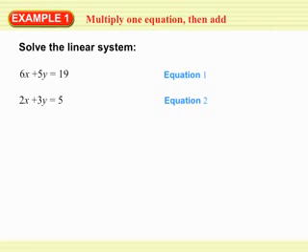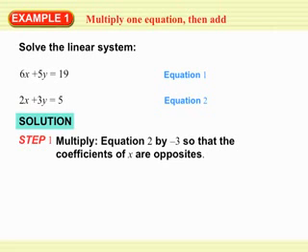Let me show you an example problem and we'll work through this. Equation 1 is 6x plus 5y equals 19. Equation 2 is 2x plus 3y equals 5. There are no matched pairs here, but I'm going to notice that if I multiply equation 2 through by -3, what that's going to create for me is a matched pair of x terms. I'll have a positive 6x term in the first equation and a negative 6x term in the second equation.